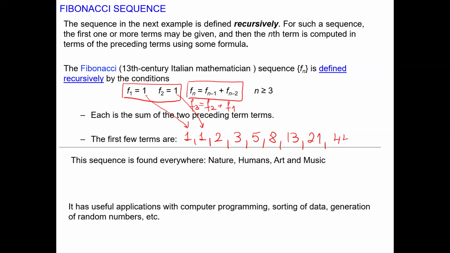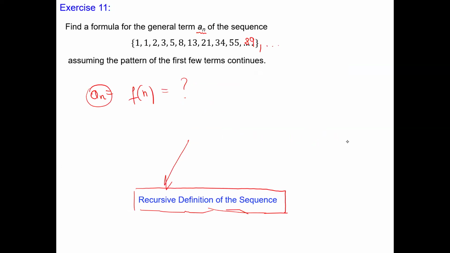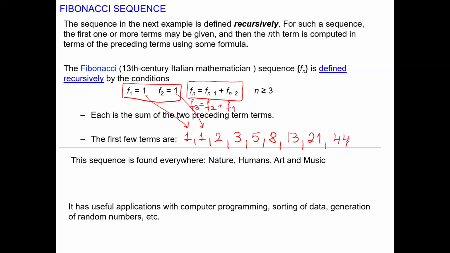21 plus 13, oh, 44, something is wrong. Or maybe 34. Oh yeah, why am I saying 44? I'm just looking at 13 and 21, that is 34, of course. And then 55, I hope I'm adding right, and so on. We can see that's the definition.